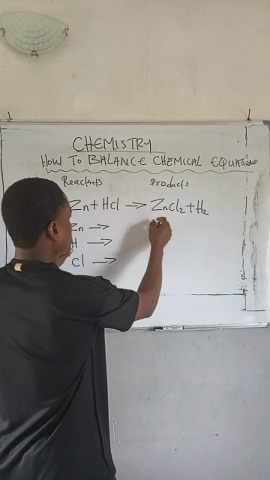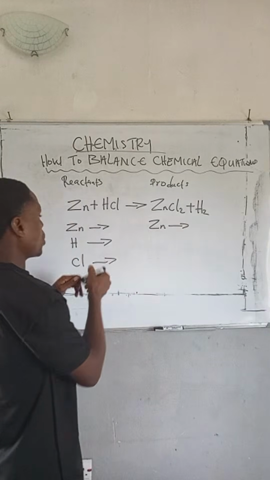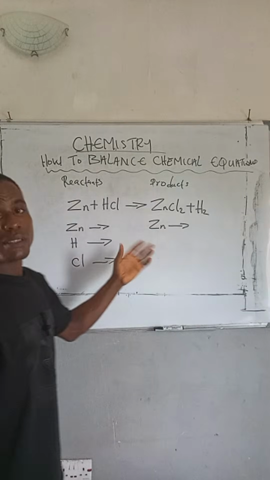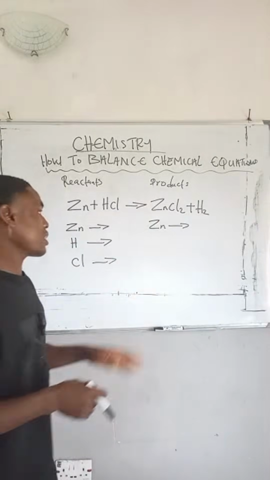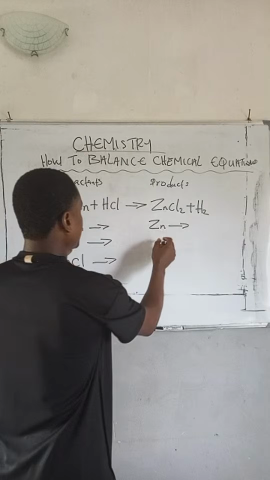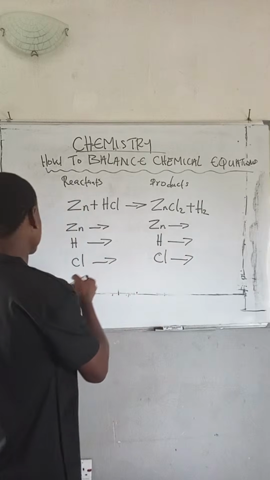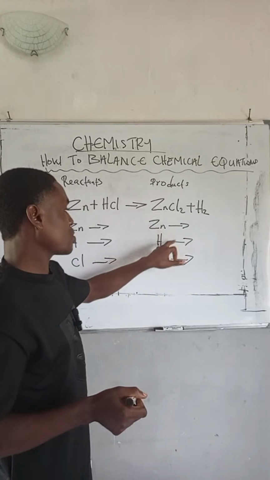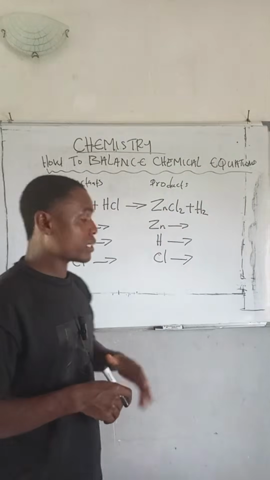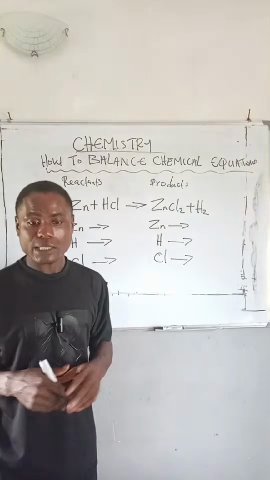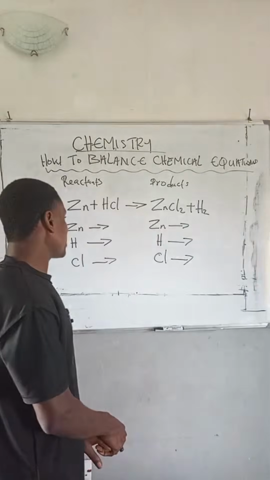The first element is what? Zinc. The second one, now don't be confused. All the elements on both the left and the right side are the same. So we can just arrange everything. Hydrogen, then chlorine. If you want to scatter them, it's fine. But take note, any chemical equation you are seeing, all the elements are the same. Are you getting it? Okay, so we are done writing down the given elements.